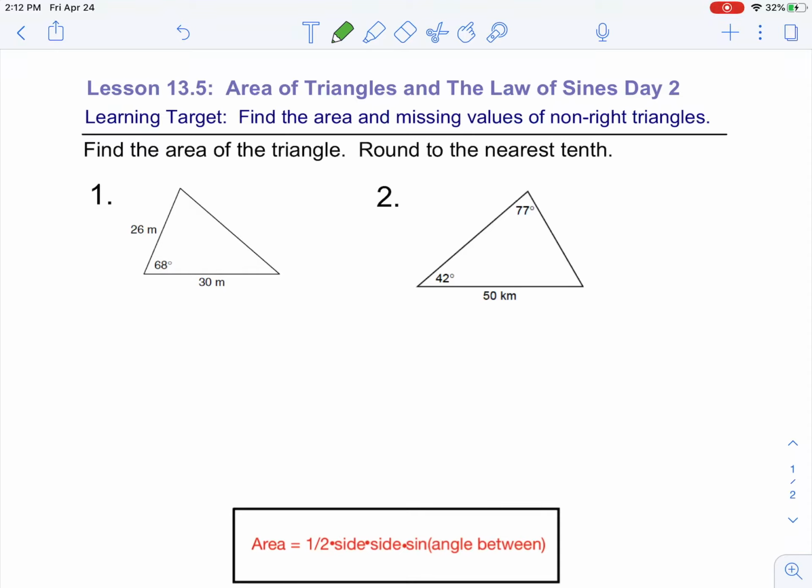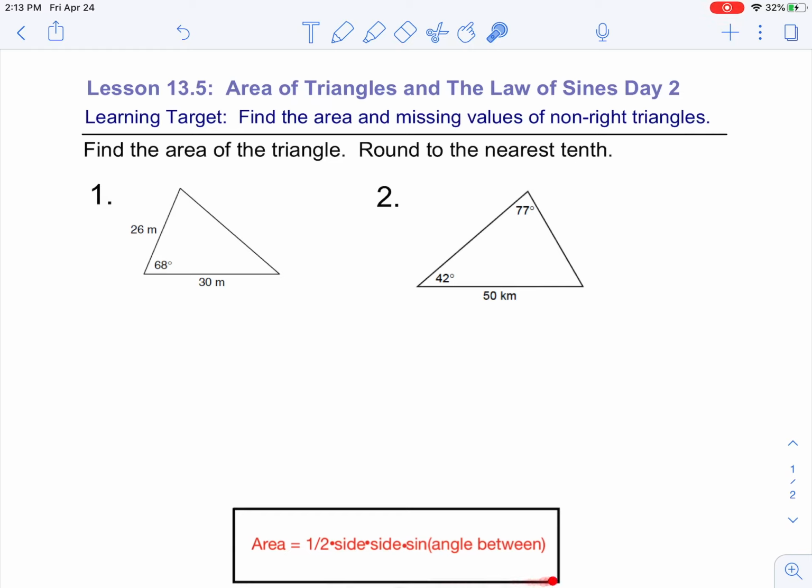Today we're going to go over lesson 13.5, day 2. We're going to continue practicing finding the area of non-right triangles using this equation that we talked about the other day. And then we're also going to continue practicing the law of sines as we solve triangles for the missing sides and angles. So taking a look at number 1, we need to find the area of the triangle and round our answer to the nearest tenth.